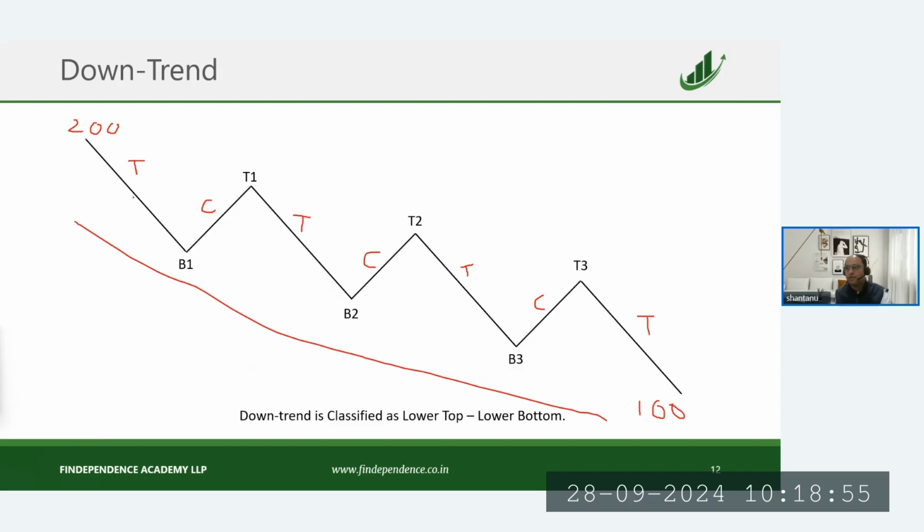Here, if you see, the points between a trending move and a correcting move we will mark as bottoms, and the points between a correcting move and a trending move we will call tops. Now in a downtrend, you will see tops are moving down and also bottoms are moving down. A downtrend is classified as lower top, lower bottom. People may also call it lower high, lower low. Both meanings are the same. It means it's a downtrend.